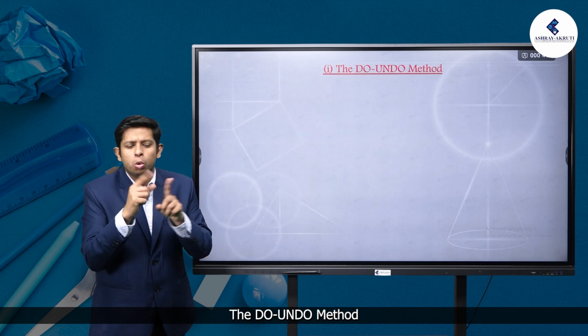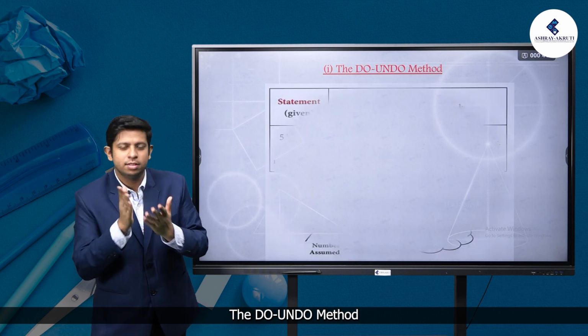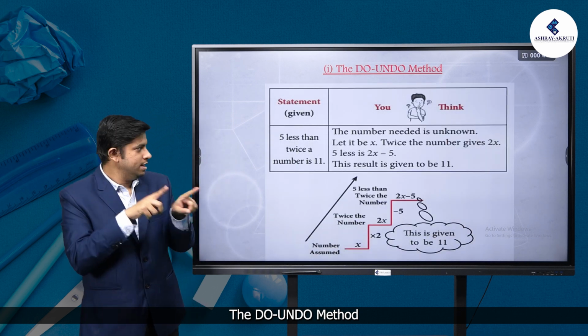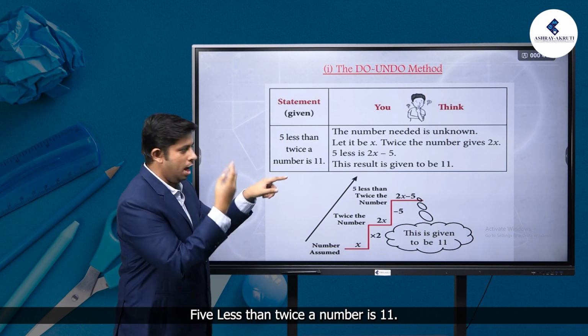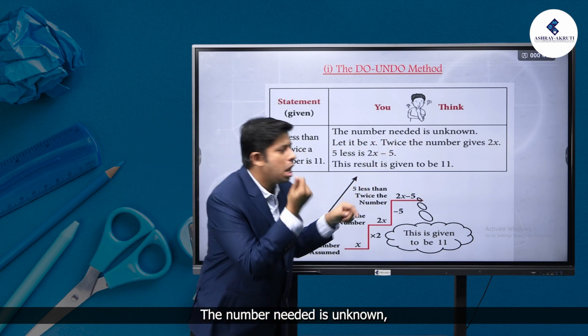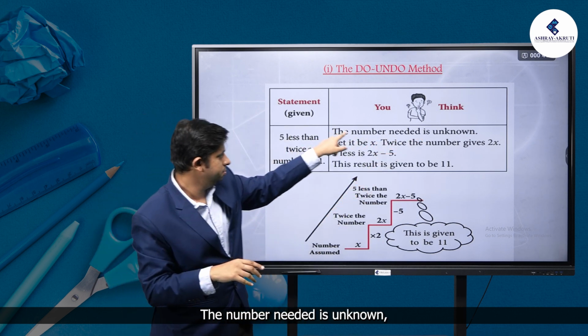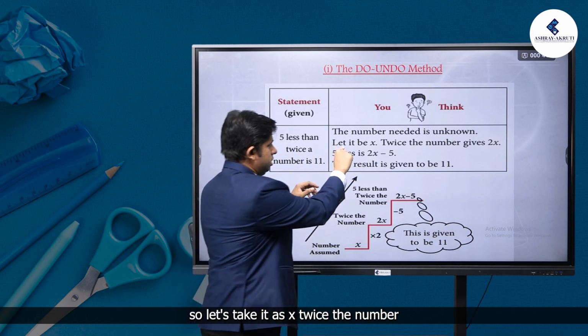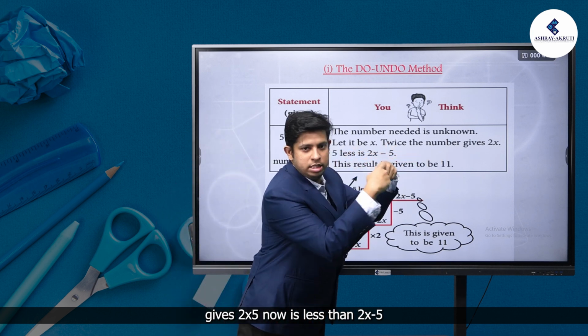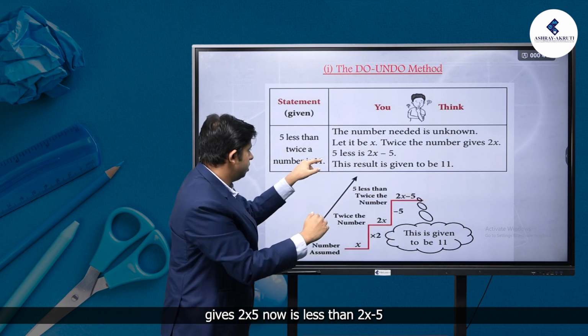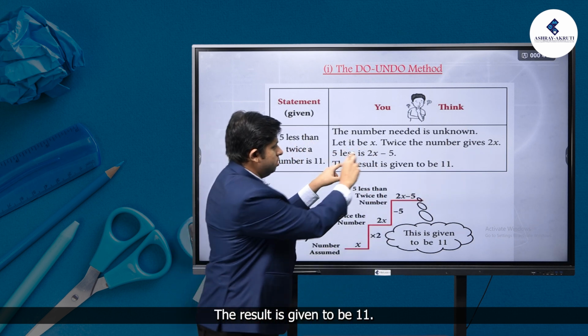The do-undo method. Five less than twice a number is 11. The number needed is unknown, so let's take it as x. Twice the number gives 2x. Five less than 2x is 2x minus 5. The result is given to be 11.